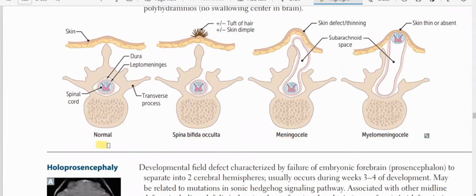This is the normal. These are the vertebrae, the dura mater. This is the leptomeninges, the spinal cord. This is the skin area.